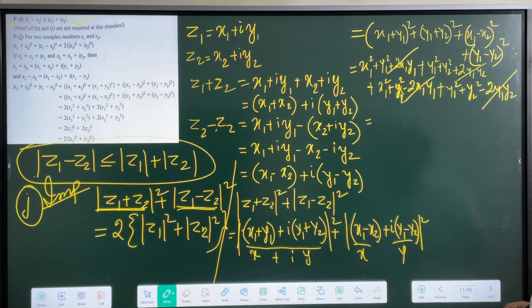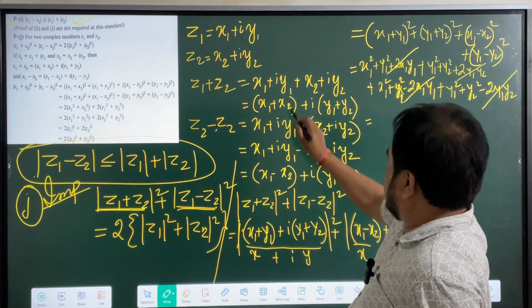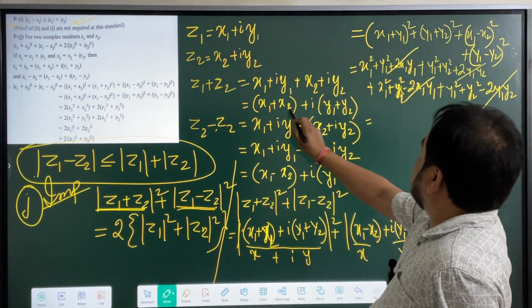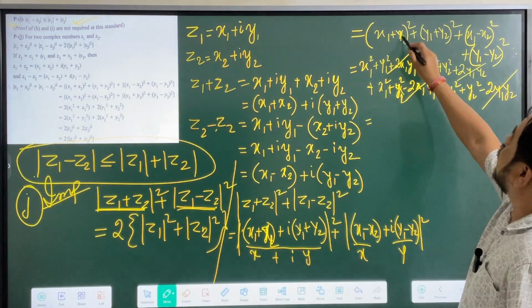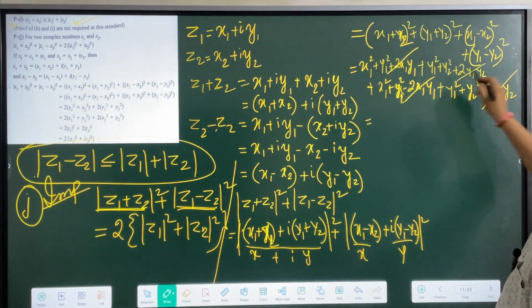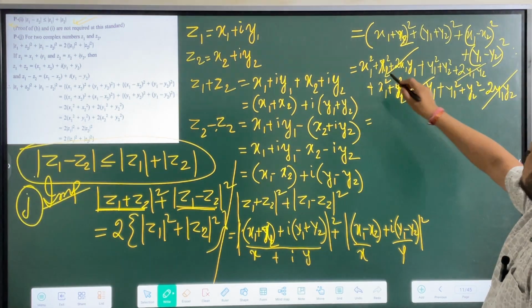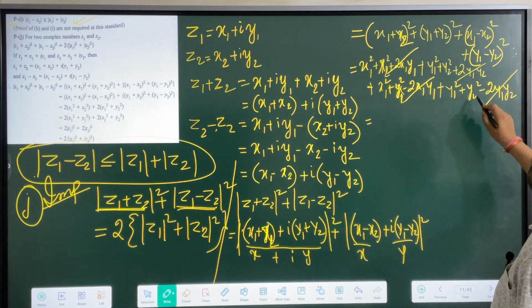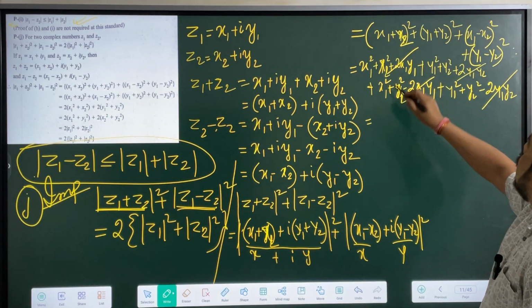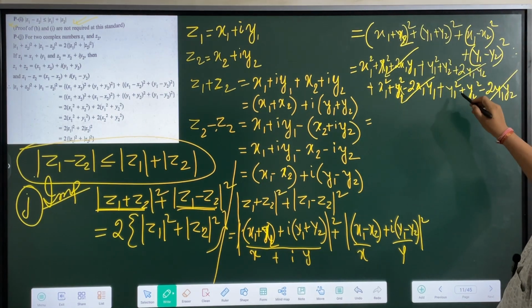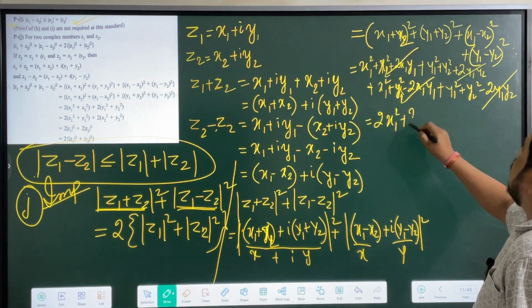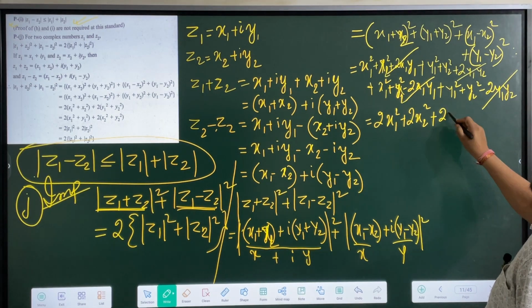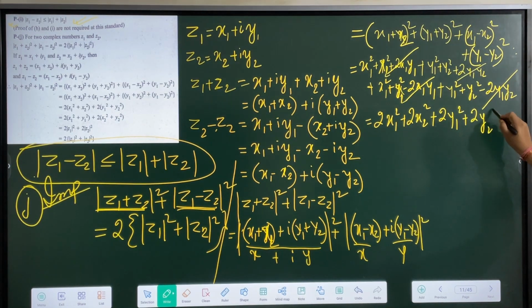Here I have written something wrong: x1 plus x2, x1 plus x2, y1 plus y2, x1 minus x2, y1 minus y2. So here it is written x1 plus x2, y1 plus y2, x1 minus x2. So everything two times we have got: 2x1 square plus 2x2 square plus 2y1 square plus 2y2 square. We have got like this, isn't it?